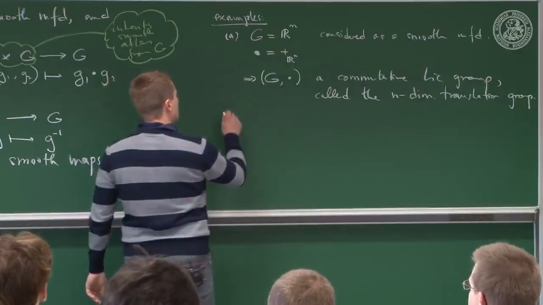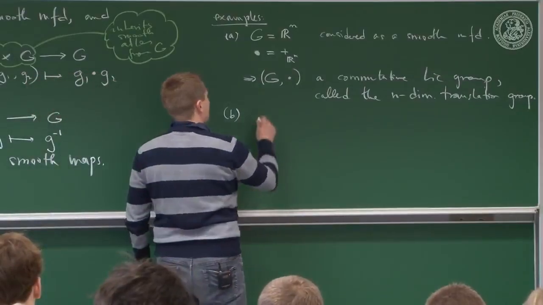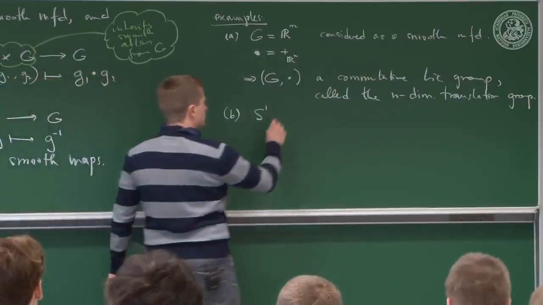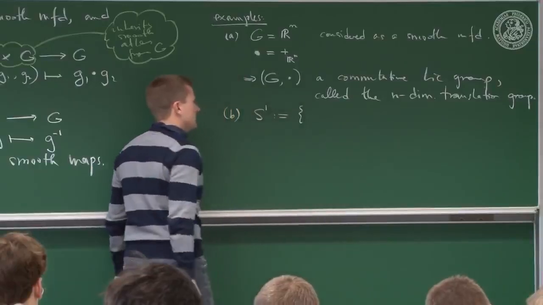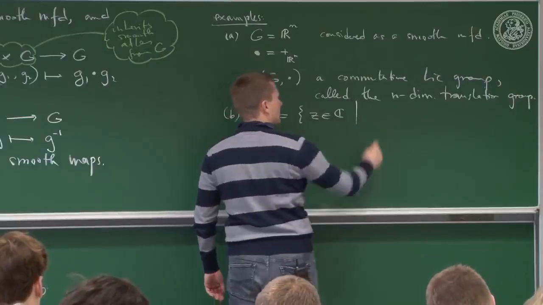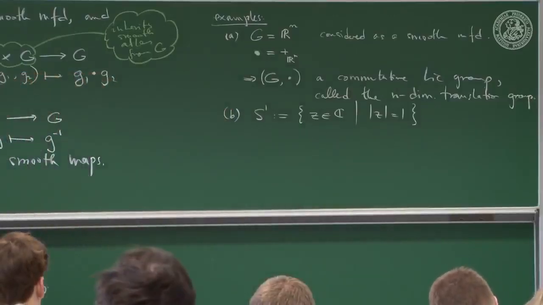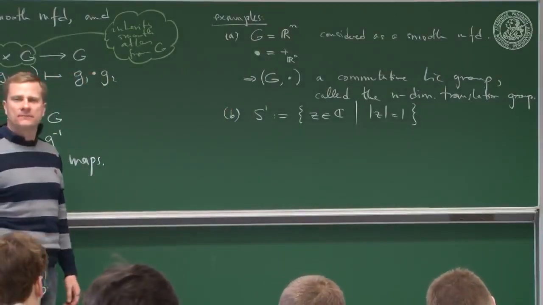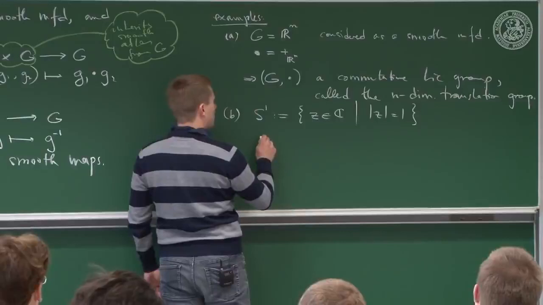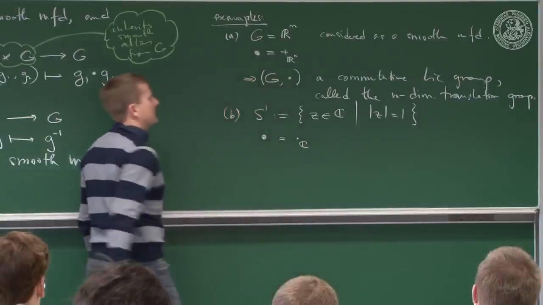Now, the second example is also a famous group you've met certainly in quantum mechanics. We call it S1. So you saw that before. That's the circle. But now I understand the circle as a set of points, but as a manifold it's the same as all those complex numbers z whose absolute value is 1. So we're talking about the unit circle in the complex plane. And the blob operation here is now supposed to be the multiplication on the complex numbers.